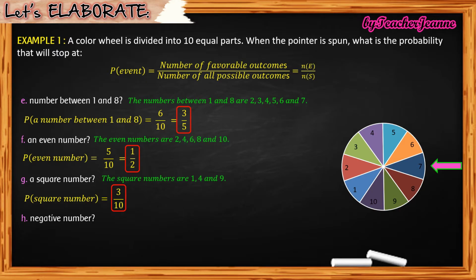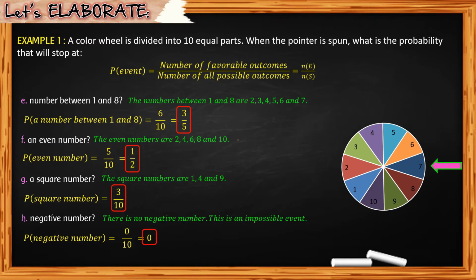For letter H, there is no negative number. So this is an impossible event. So the probability that it will stop at a negative number is 0 out of 10 or 0 over 10. And 0 divided by 10 is equal to 0.